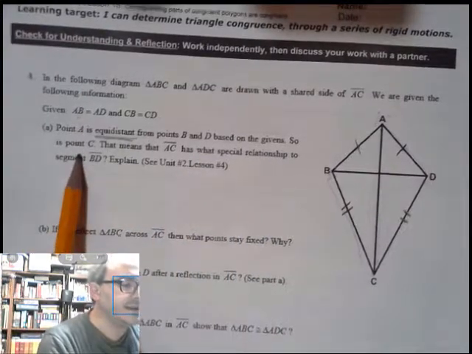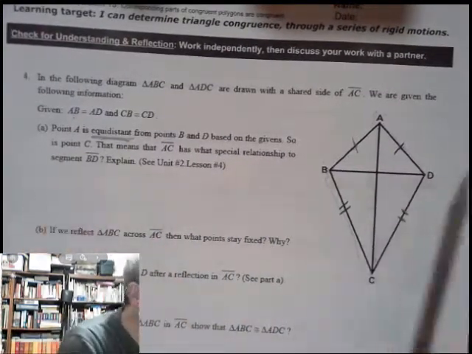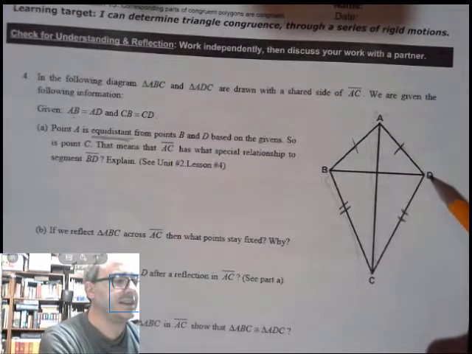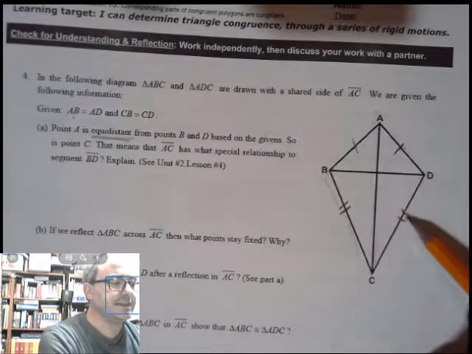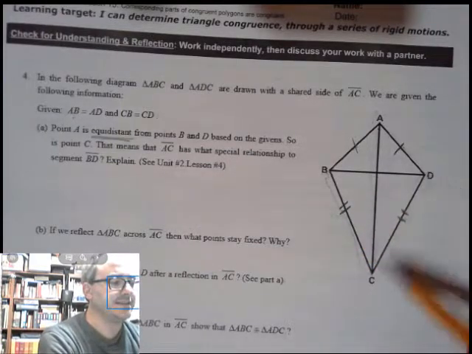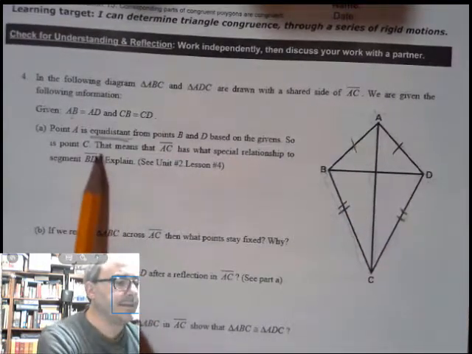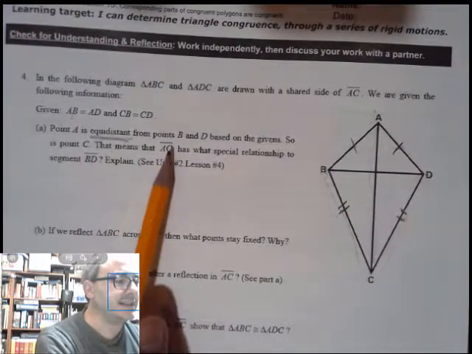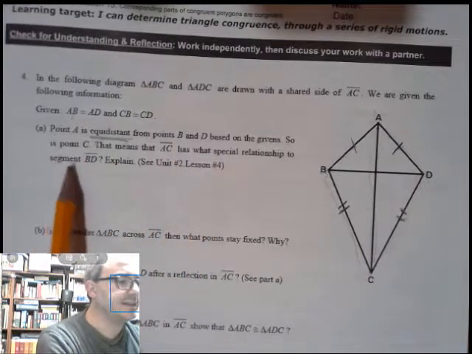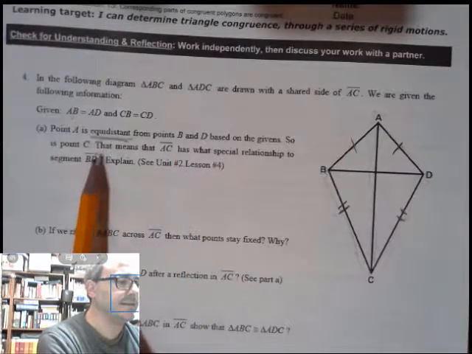So is point C. Point C is also equidistant from D and B. And again, we knew that prior because this is congruent to that, which means the same distance, which means this distance from C to D is the same distance to C and B. This means that AC has a special relationship to segment BD.